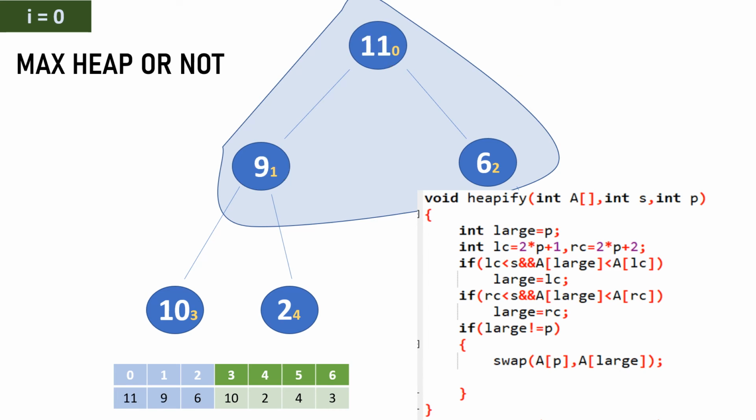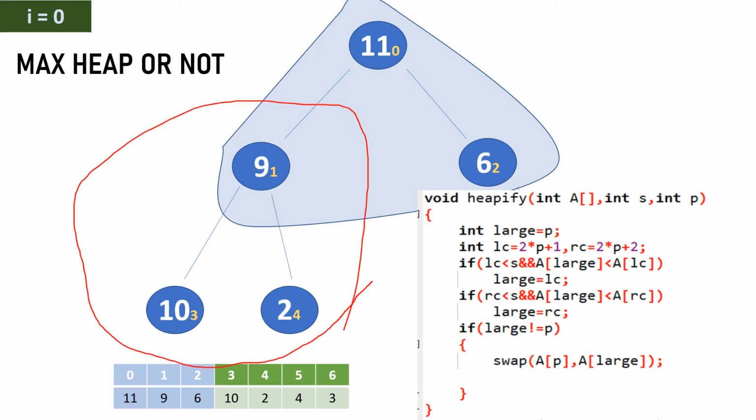Okay, but in this process you see that now this is not a max heap. When we made this tree a max heap, then this turned out to be different. You can see that here 9, then here 10, then here 2. So what we have to do is make a little modification here.